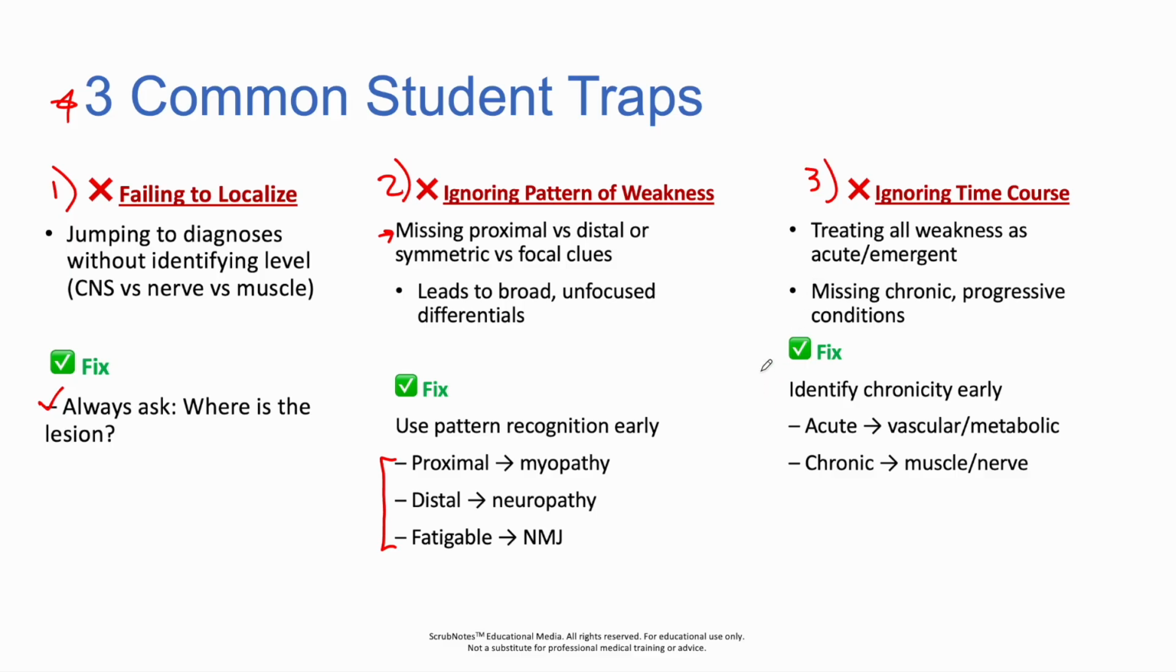And third, ignoring time course. Not all weakness is acute. If you miss chronic patterns, you miss muscle and nerve causes. And remember, labs don't fix poor clinical reasoning.